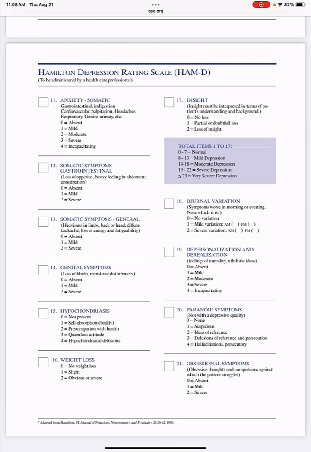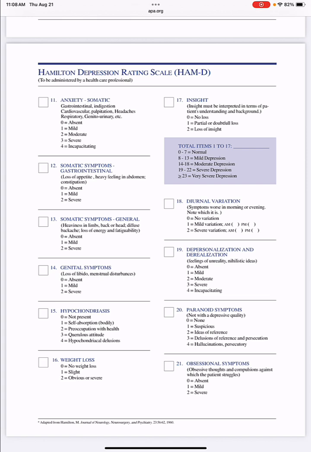16, weight loss, so 0 being no weight loss, 1 slight, or 2 obvious or severe. The line of demarcation between slight and obvious or severe is not readily apparent or obvious. I think a good rule of thumb could be maybe in the 3 to 5 pound range as being slight. Obvious or severe might include having to buy new clothing, or having extremely baggy clothing, or the patient or family members spontaneously bringing up weight loss as being an issue. Those could be some helpful tips in maybe differentiating between those two groups.